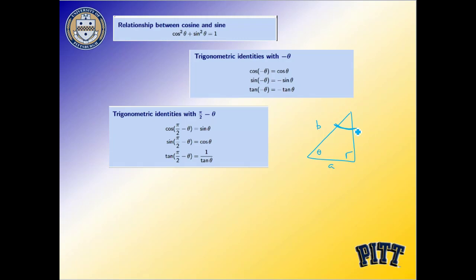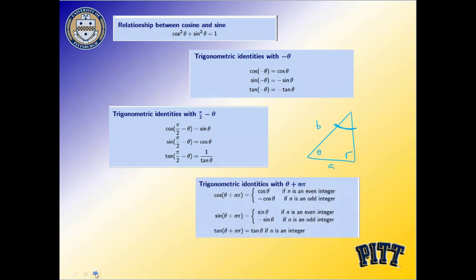Because remember, the two angles in that right triangle should total 90 degrees, and 90 degrees, of course, is pi over 2. So if I wanted to figure out what that angle was up there, I would take pi over 2 minus theta. And if I do the sine of that angle, it's the same thing as the cosine of this angle, and vice versa. So it's just a direct result of the fact that I have complementary angles being the acute angles in a right triangle.